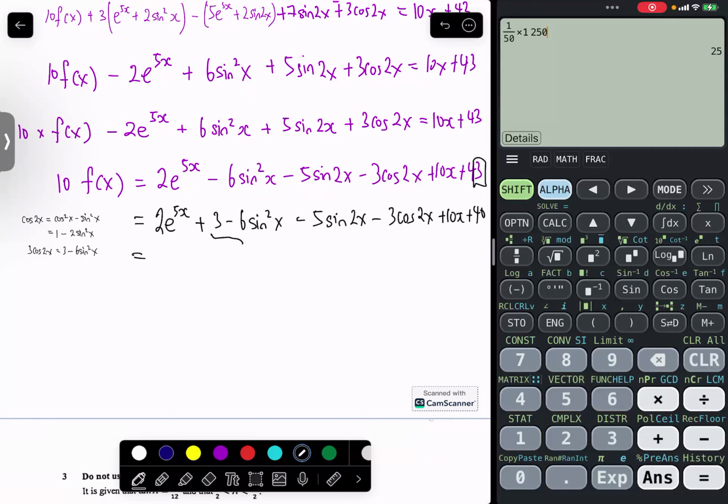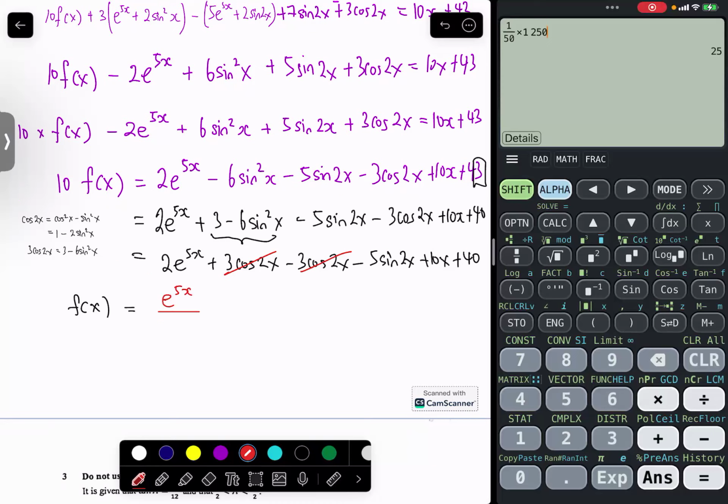Okay, so that this thing will become 3 cos 2x. So I have 2e^5x plus 3 cos 2x minus 3 cos 2x minus 5 sin 2x plus 10x plus 40. Okay, so now f(x) is equal to, firstly, this thing will cancel off. So I will have e^5x over 5 minus sin 2x over 2 plus x plus 4.